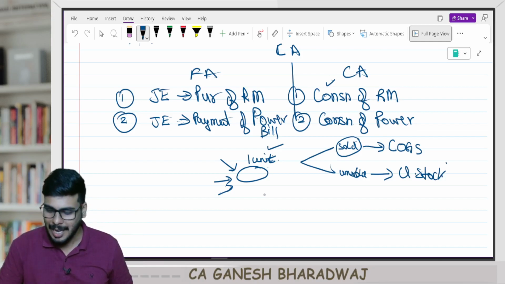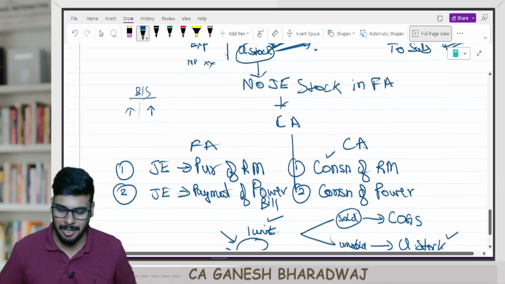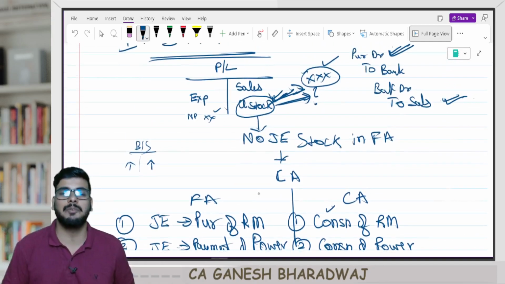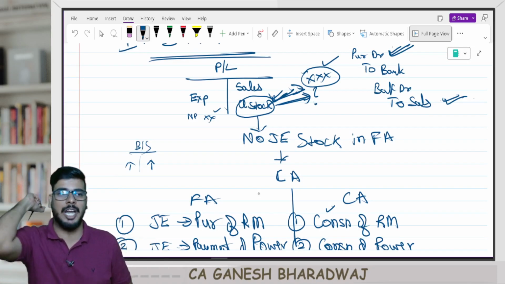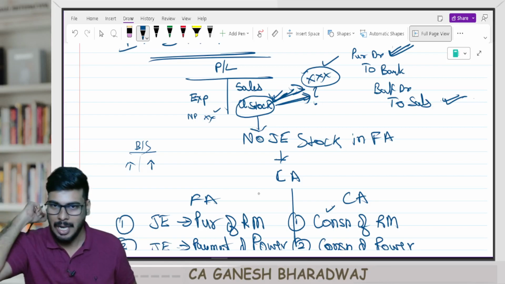Are you clear with this? And that is how we value our stock here. Once you value the stock, you can arrive at your profit. Hence the first objective is called stock valuation and profit computation. Are you clear with this?